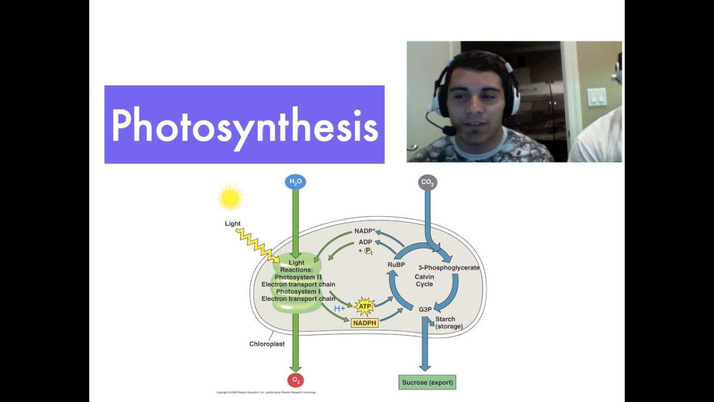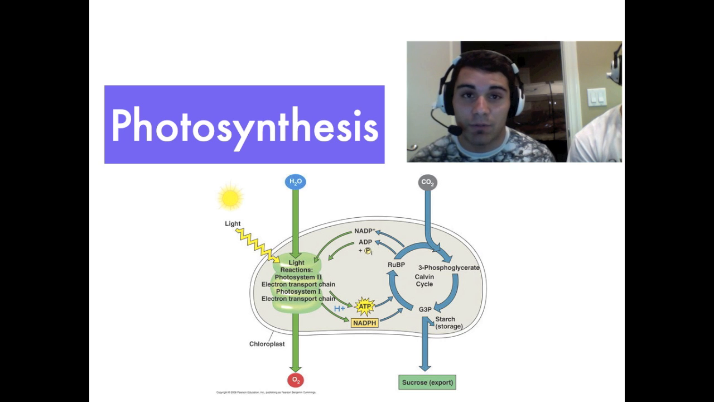So here we have a cellular diagram of photosynthesis. Going into the chloroplast are water, light, and carbon dioxide, and going out are sucrose and oxygen. You can see here that there are two different processes involved in photosynthesis. Notice the use of ATP and NADPH, meaning that this requires energy.